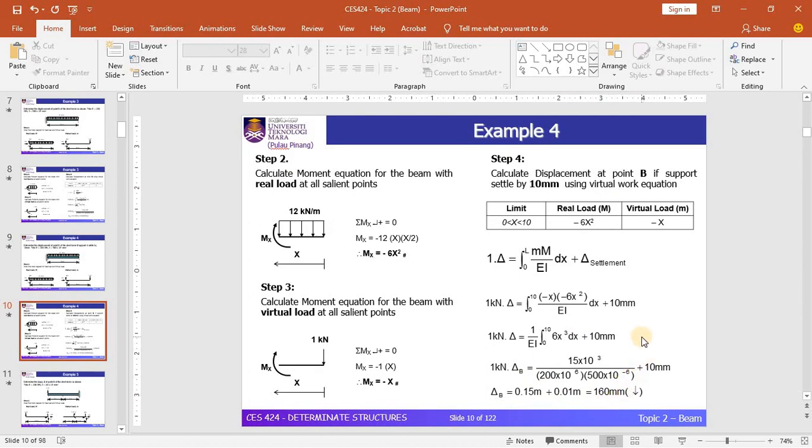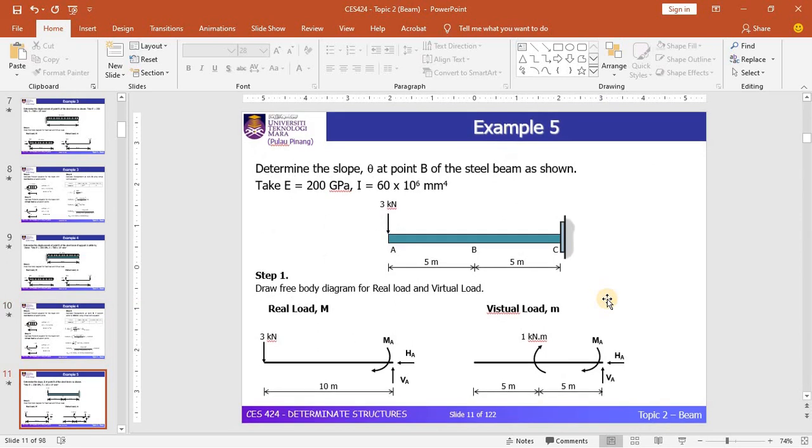Okay, so I think there is no significant difference between example 4 and example 3. Okay, so let's continue with example 5.